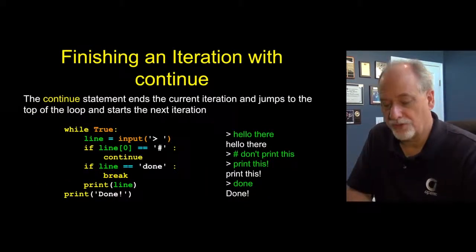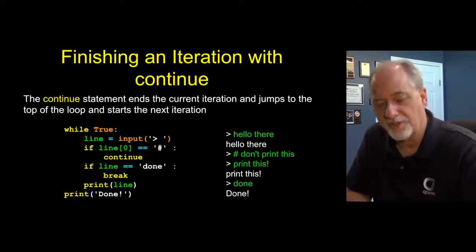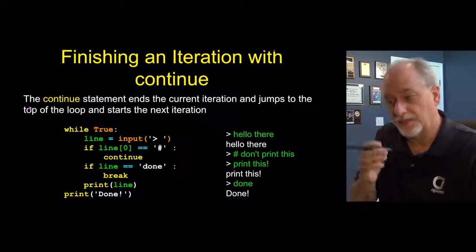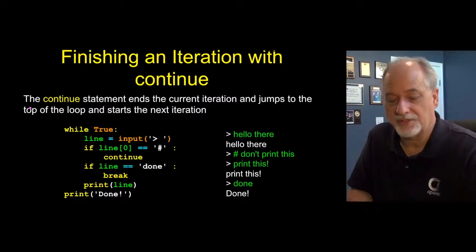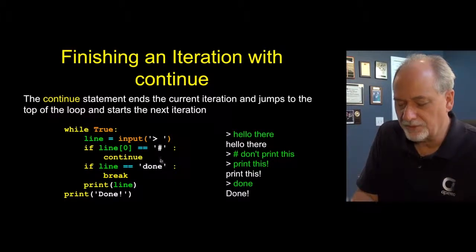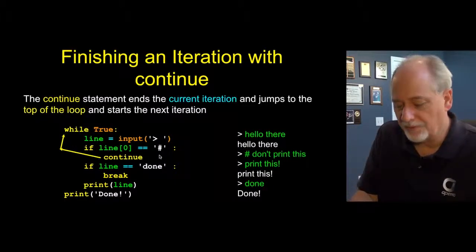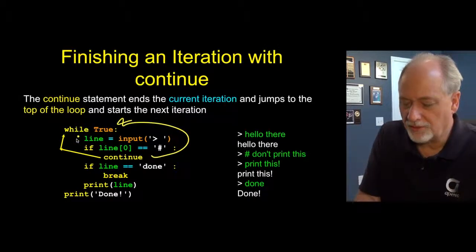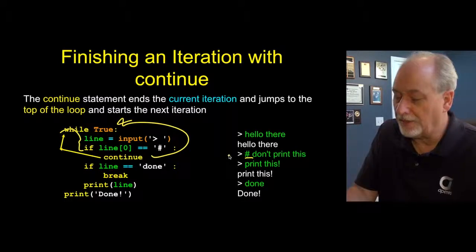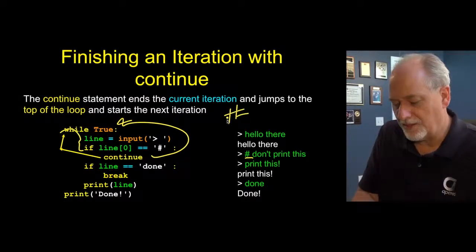Continue is another loop control statement, but it works differently than break. So break says get out of this loop. Continue effectively says stop this iteration. We're done with this iteration. And so continue says go back up to the top of the loop. And so here we read a line. If the first character, line sub 0, is a pound sign, we're going to skip it. This is a way for us to make little comments in our typing. And then if the line is done, we get out, and otherwise we print it.